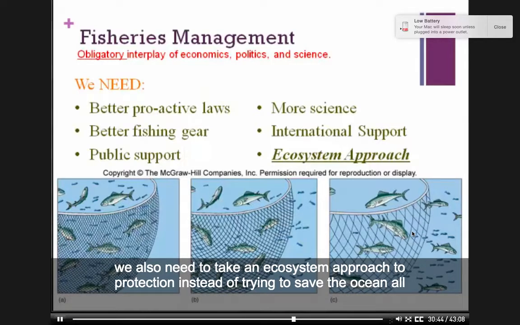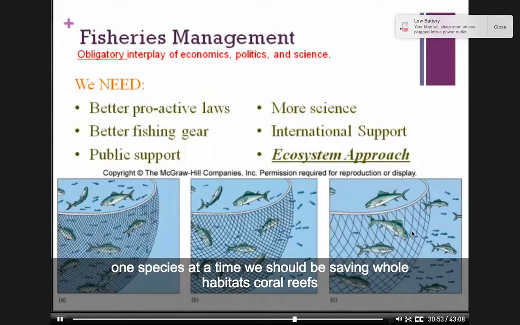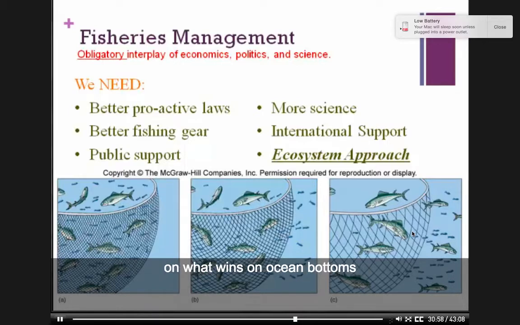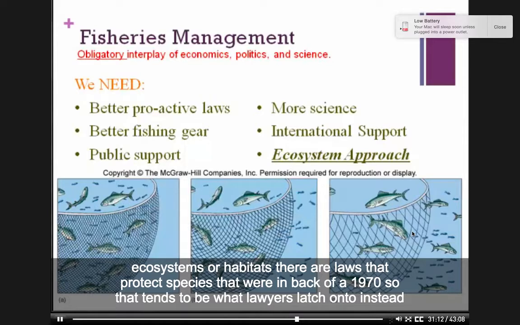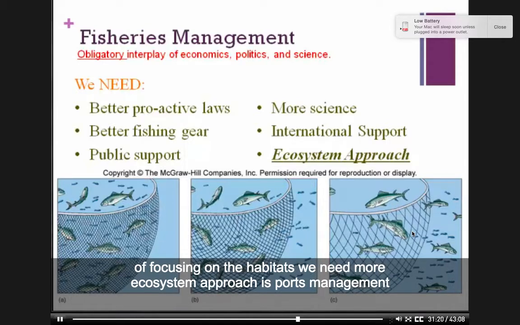We also need to take an ecosystem approach to protection. Instead of trying to save the ocean one species at a time, we should be saving whole habitats: coral reefs, wetlands, ocean bottoms, and move that up onto land. You can even use the same analogy there. We need to save watersheds, but unfortunately there are no laws that protect ecosystems or habitats. There are laws that protect species that were written back in the 1970s, so that tends to be what lawyers latch on to instead of focusing on the habitat. So we need more ecosystem approaches towards management.